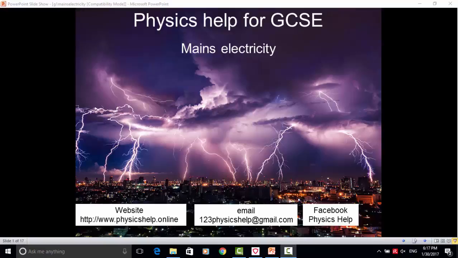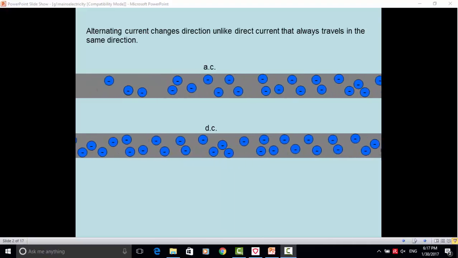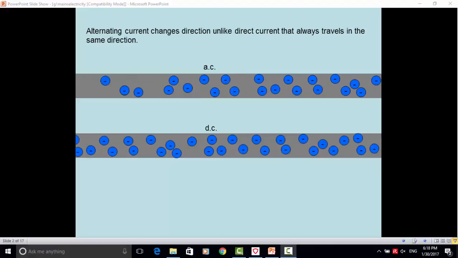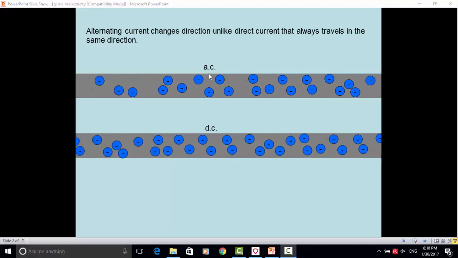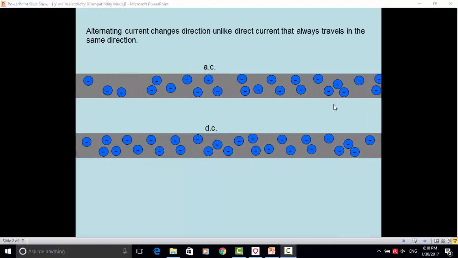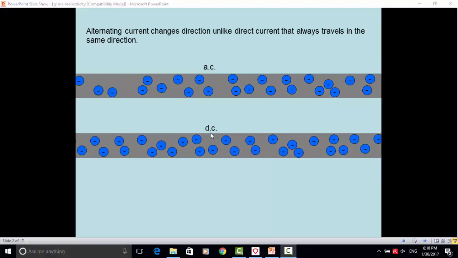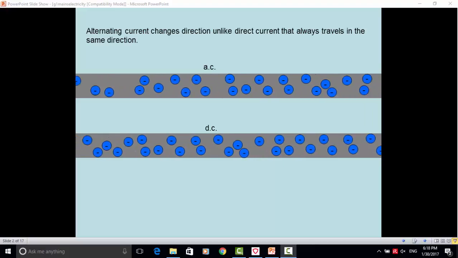Mains electricity. Alternating current changes direction, unlike direct current that always travels in the same direction. So here we can see electrons in a wire carrying an alternating or AC current. The electrons are just jiggling backwards and forwards. In a direct current or DC, the electrons are always travelling in the same direction, from the negative towards the positive terminal.